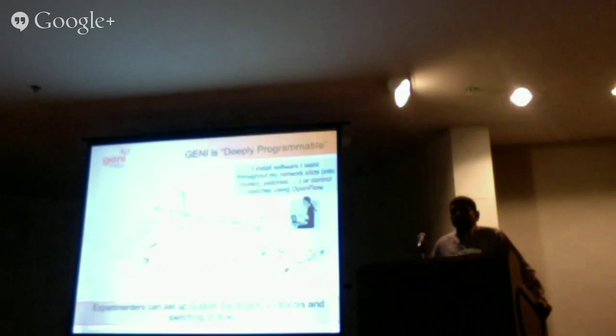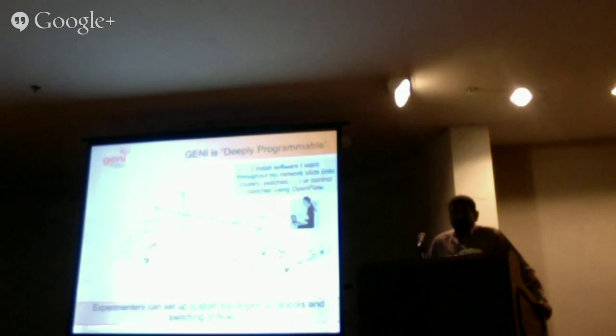Once they get the resources, our experimenter here can install software on the resources she got. She can also program the network devices, the switches and routers that are in her slice. So that allows her to control how she wants traffic to flow in the network.